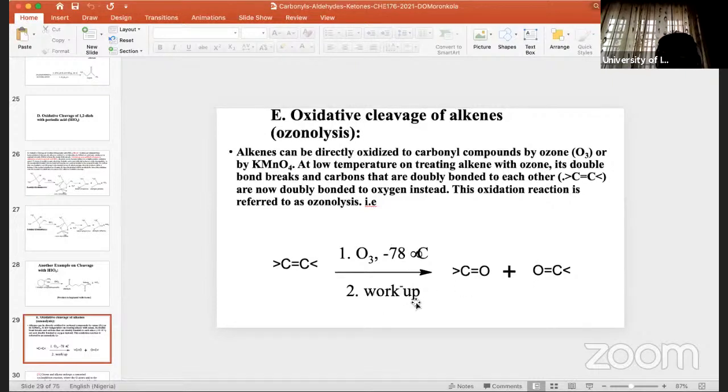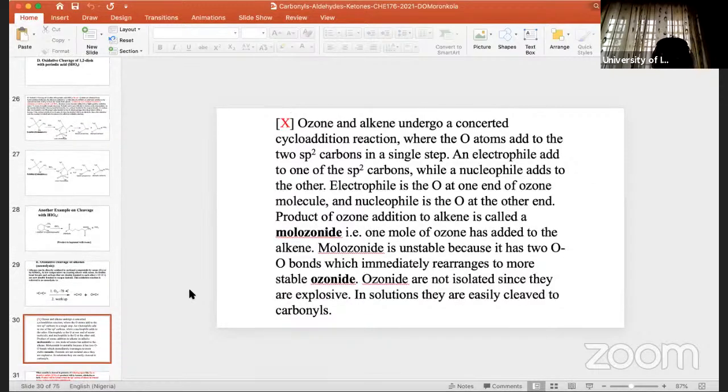And there is a workup as a second step or stage of this reaction. That workup, can you all say workup where you are? Good. The workup can be by an oxidizing agent, or it could be by a reducing agent. And I want you to take cognizance of that. It's important, it's good, it's a fact.